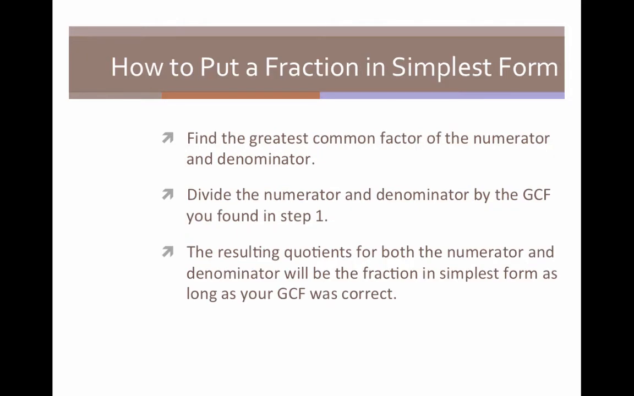These are important steps to write down for how to put a fraction in simplest form. The first step is to find the greatest common factor of the numerator and denominator. Step 2. Divide the numerator and denominator by the GCF you found in step 1. The resulting quotients for both the numerator and denominator will be the fraction in simplest form as long as your greatest common factor was correct. So we're going to do a few examples using these steps and make sure you have these steps written down.